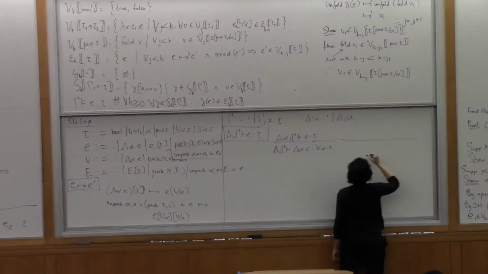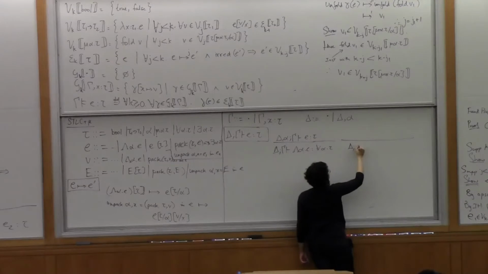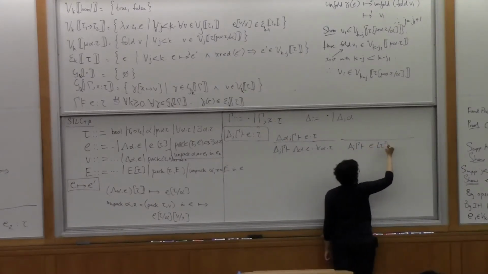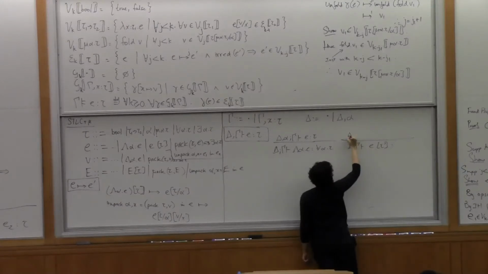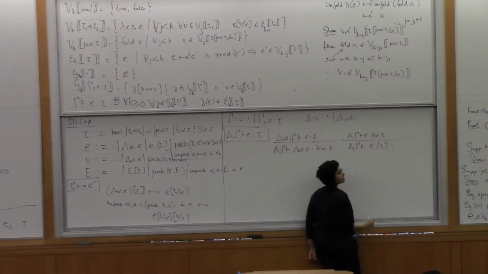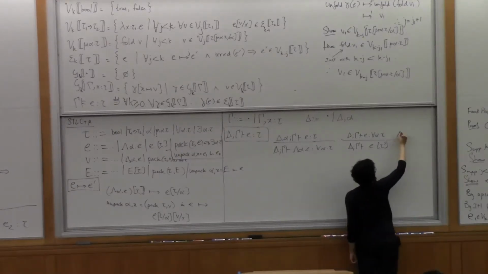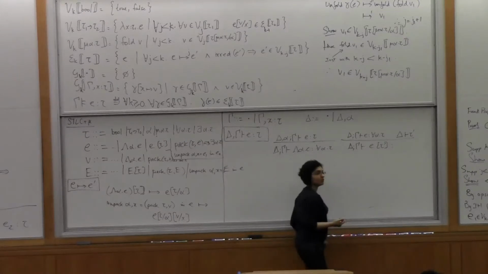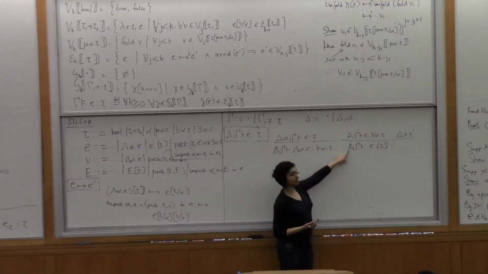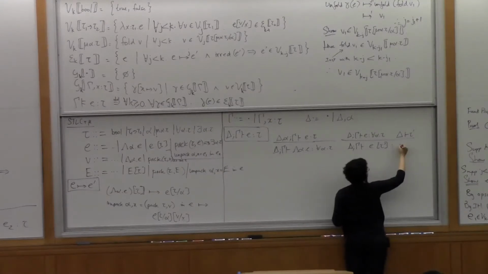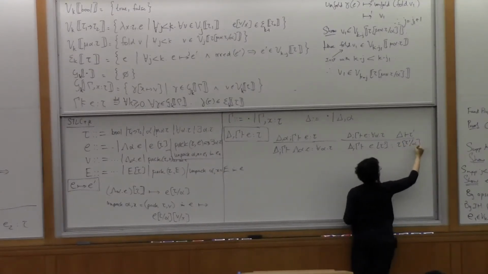For type instantiation, delta gamma E tau prime, let's say. So if under delta gamma E has a for all type, for all alpha tau, and if we have a type tau prime that is well formed in our environment delta, then E applied to tau prime has type tau with tau prime for alpha.